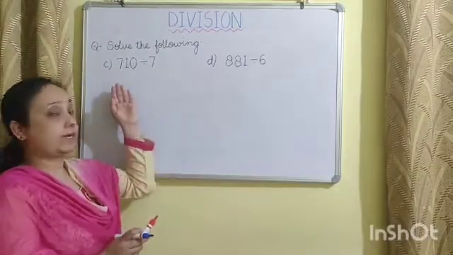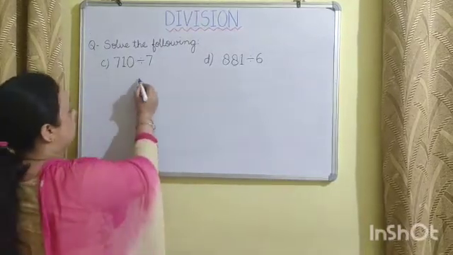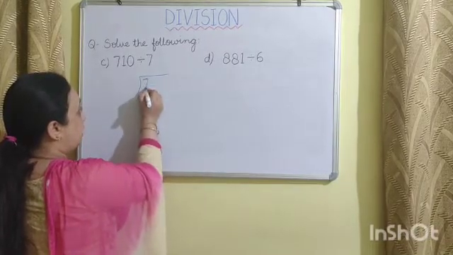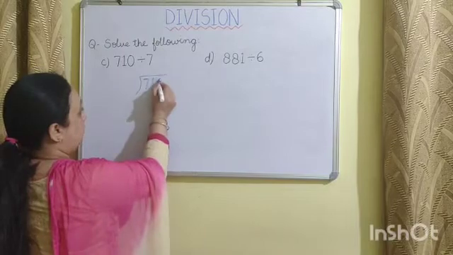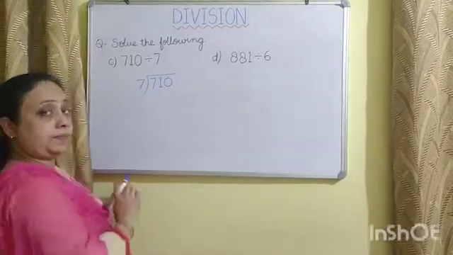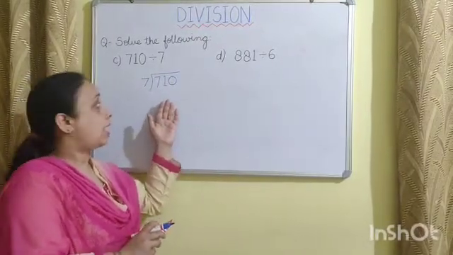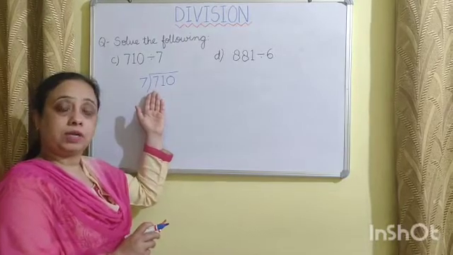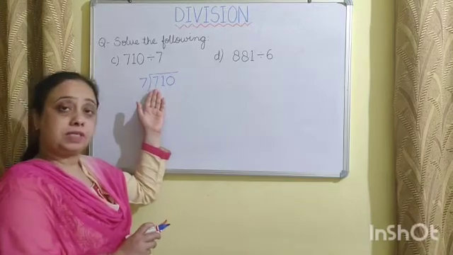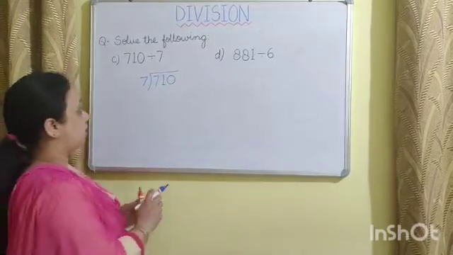Next, we have to divide 710 by 7. Again children, we'll draw the sign of division here like this and then write the dividend over here. We'll write the divisor, which is 7, over here. Now we'll start dividing. We'll have a look at the first digit and see whether this is smaller, equal or greater than the divisor. But here our first digit is equal to the divisor. So we'll start dividing with 7 here.